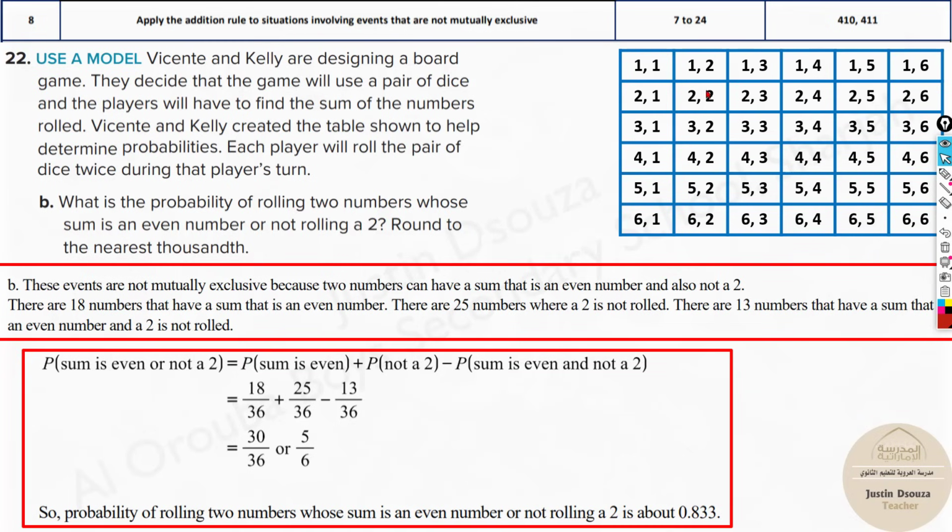Even numbers, some that will be 2, 2, 4, 2, 6, 2, 3, 4, 5. 5 terms would have 2, so not having 2 would be 18 minus 5, that is 13 by 36. Or you can just count out from the table and solve it, that would be your answer.